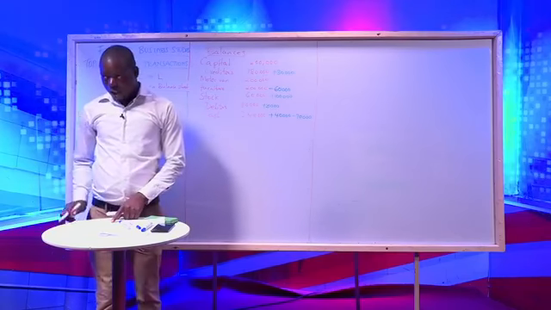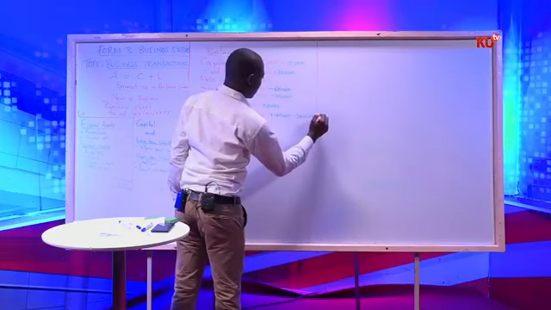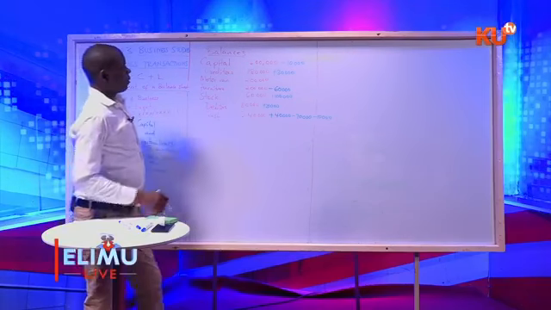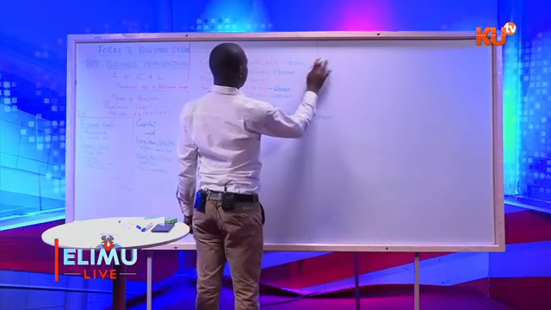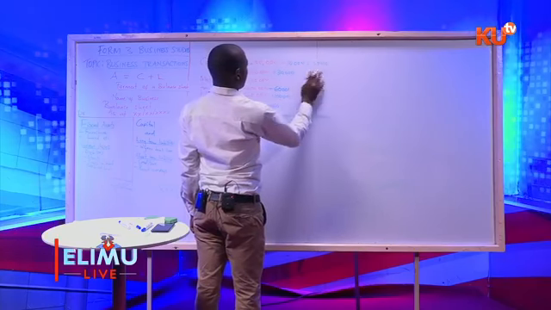And then lastly, number 3, we have been given that cash 10,000 was taken from the business by the proprietor to settle the spouse's hospital bill, meaning those are drawings. Drawings reduce capital. Again, we are taking cash, so we reduce 10,000. So those are the effects. The total of capital will now be 600 minus 10, 590,000.